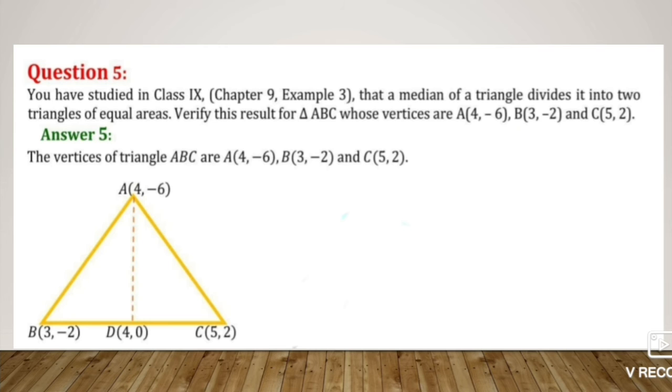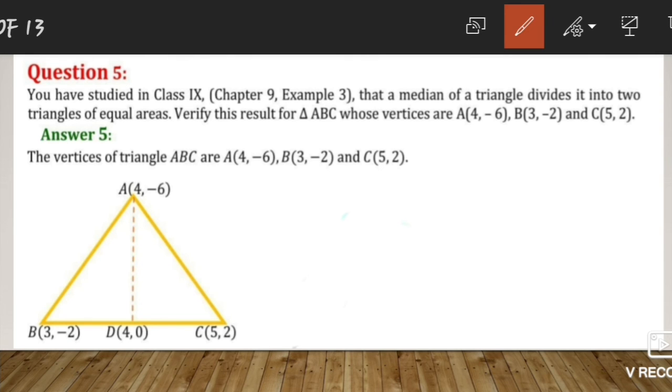Okay, now the next question. Question number 5: you have studied in class 9 that a median of a triangle divides it into two triangles of equal area. Verify the result for triangle ABC whose vertices are given as (4, -6), (3, -2), (5, 2). Okay, so suppose this is the triangle whose vertices are given. Now AD is the median.